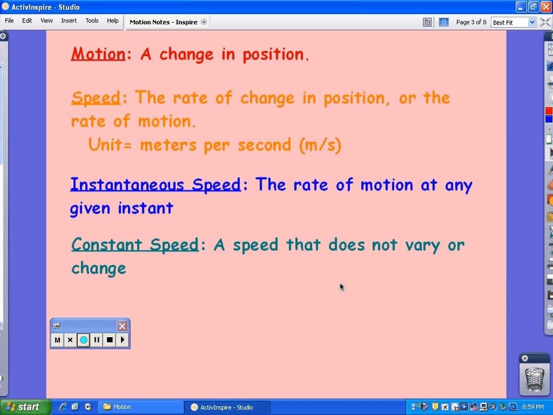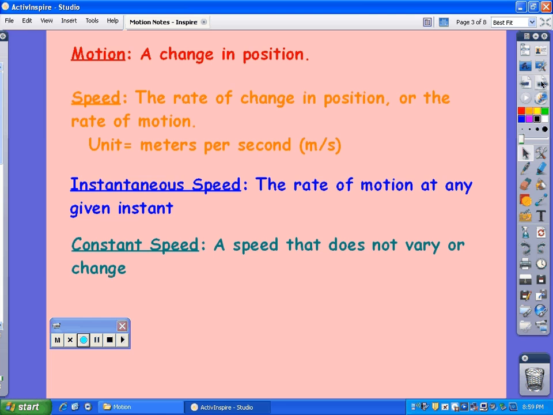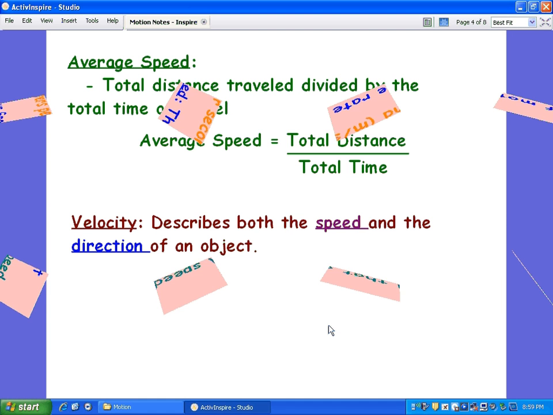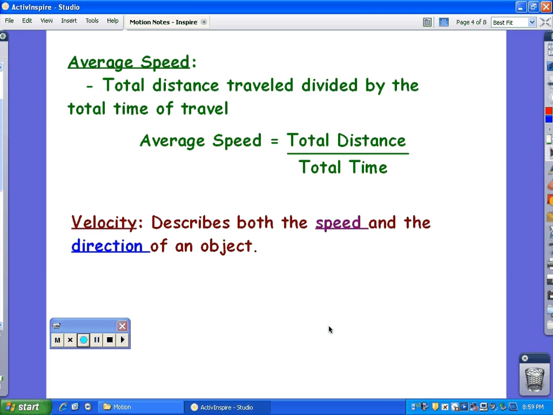Constant speed doesn't vary or change. This is your basic cruise control kind of thing. Hard to do without cruise control, which is this little button on a car that makes your speed stay constant or the same. Constant means the same. So, it makes sense if you really know what that word means.